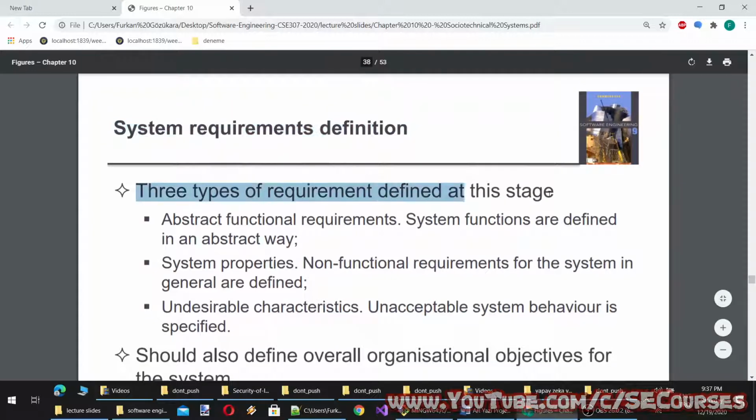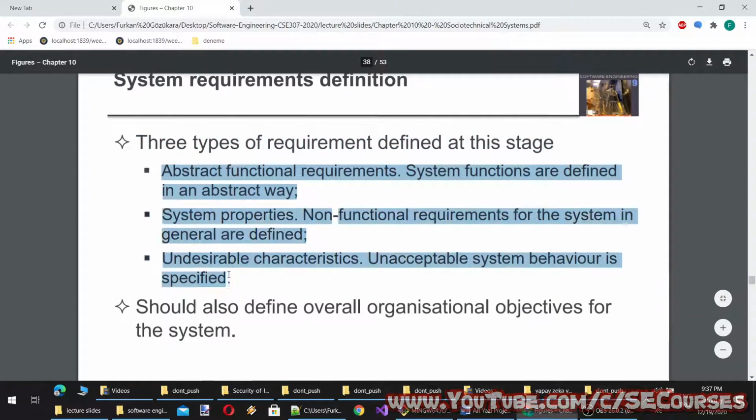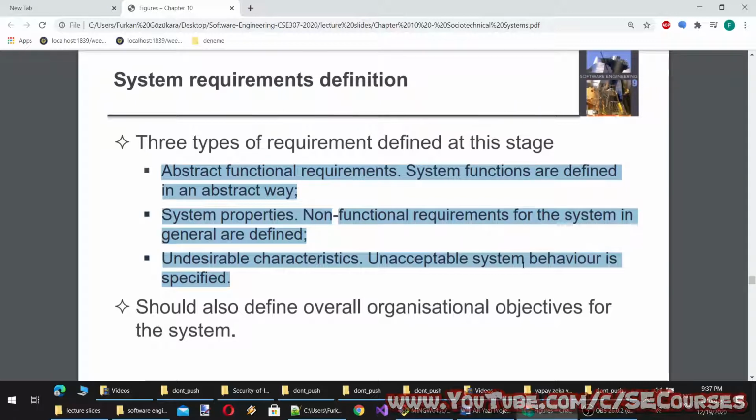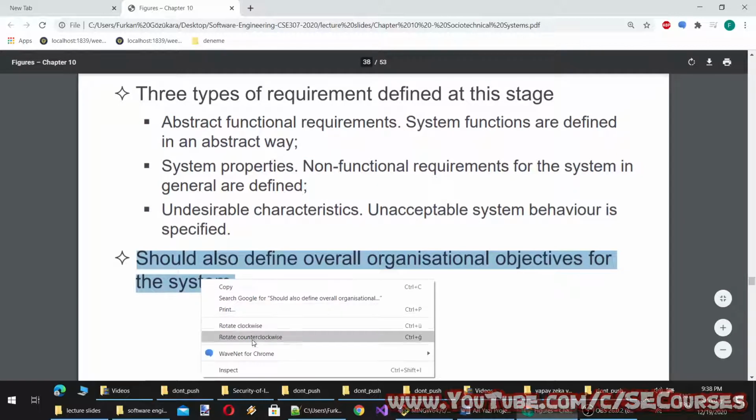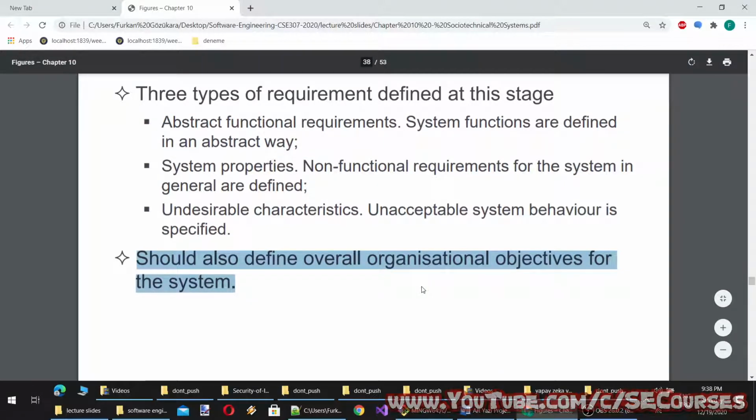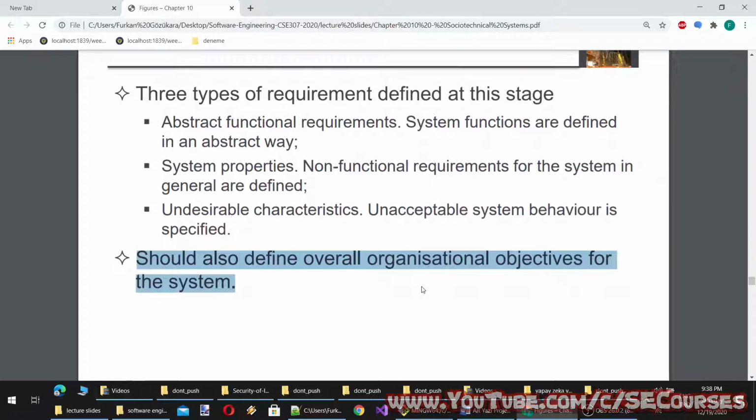System requirements definition. Three types of requirement are defined at this stage. Abstract functional requirements: system functions are defined in an abstract way. System properties: non-functional requirements for the system in general are defined. Undesirable characteristics: unacceptable system behavior is specified. Okay, then we should also define overall organizational objectives for the system.